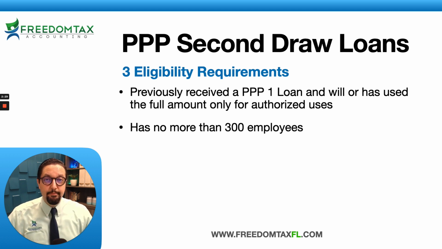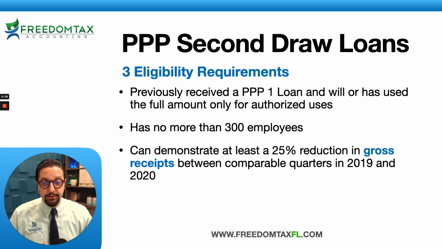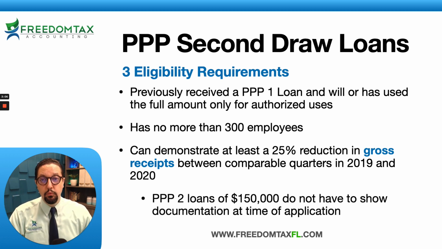The other eligibility requirement is you cannot have more than 300 employees. Now this is different than the first PPP, where you had to have less than 500. And thirdly, and most importantly, you have to demonstrate at least 25% reduction in gross receipts between comparable quarters in 2019 and 2020. Now, there are 5 different ways where you can show this at least 25% reduction in revenue. And we're going to show you those 5 different ways, okay?